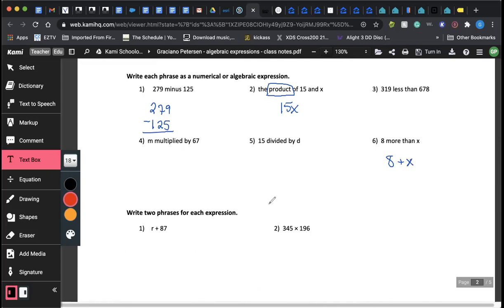Number 4, m multiplied by 67. So it's always going to be 67m, right? We're always going to write the number before the variable. So the coefficient comes first always. Always, always, always. Yes. Okay, and then let's do number 5. 15 divided by d. 15 over d, or? Yep, perfect. That works.